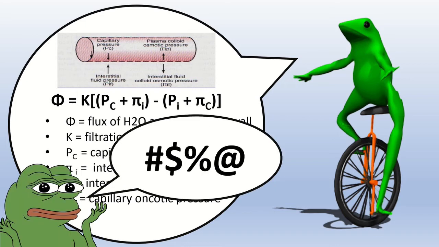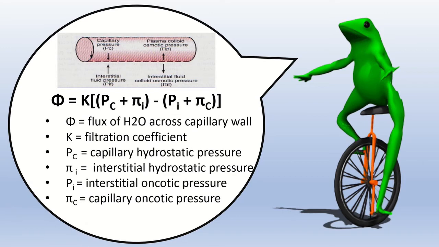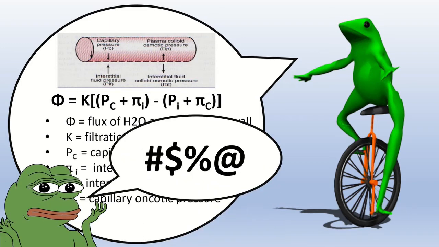What do you mean by filtration coefficient? The filtration coefficient is a measure of the membrane's permeability to water. In other words, it measures the volume of fluid that is filtered over time through a known amount of area on the membrane under differing pressures. I see. The picture is becoming clearer now.